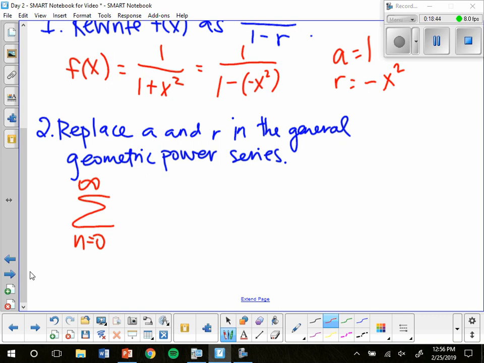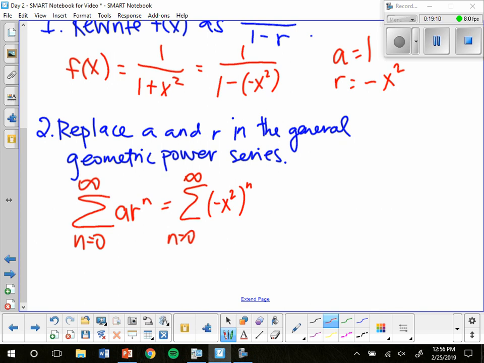What is our general geometric power series? What does it look like? A times r to the n. That's what a geometric series looks like. And what is our a? 1. What's our r? Negative x squared. Good. That's how we write it as a series.